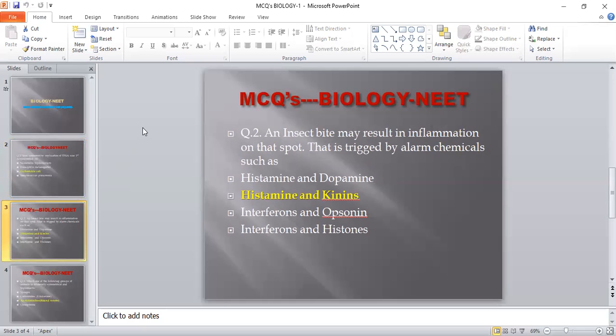Question number 2 says, an insect bite may result in inflammation on that spot that is triggered by alarm chemicals such as, options given are: option A, histamine and dopamine. Option B, histamine and kinins. Option C, interferons and opsonin. Option D, interferons and histones. Here, what is the role of histamine in inflammatory response? Let us see that first.